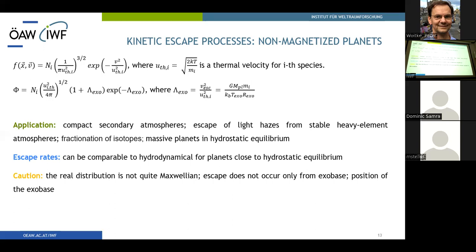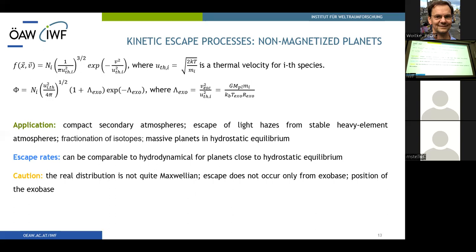What should be taken with caution at this point is that the real distribution of particles in the atmosphere is not quite Maxwellian. At least the fastest particles will always be removed from the atmosphere, and it's going to be a shifted Maxwellian distribution. But in the general case, it can be more complicated, and one has to solve the Boltzmann equations.